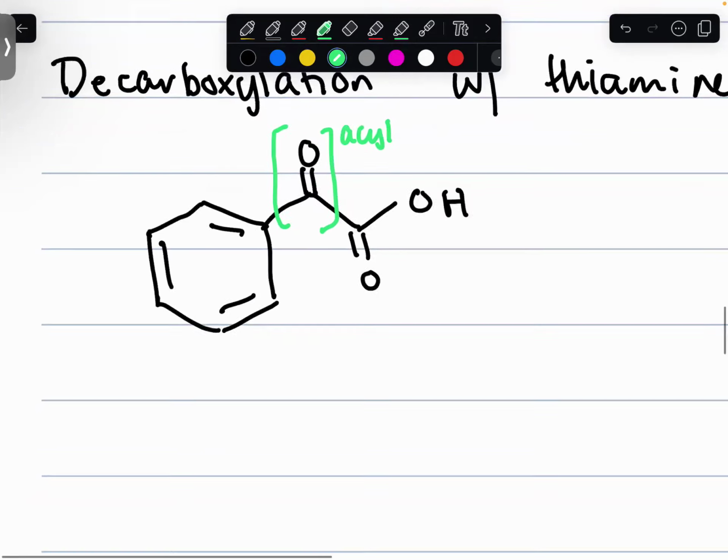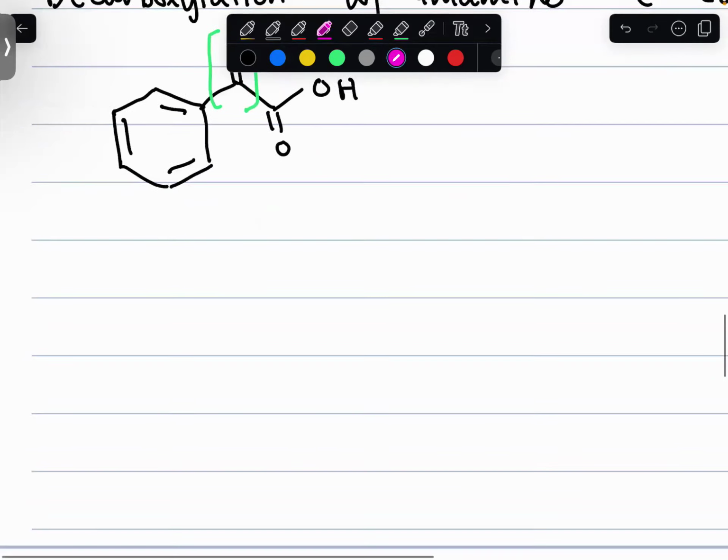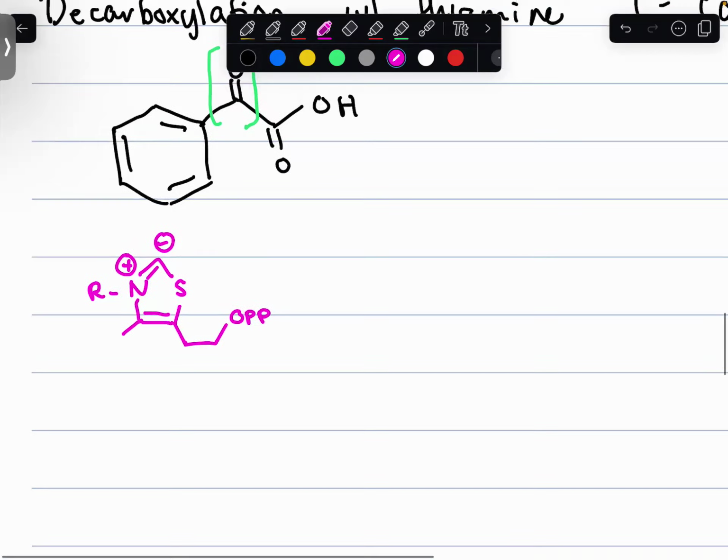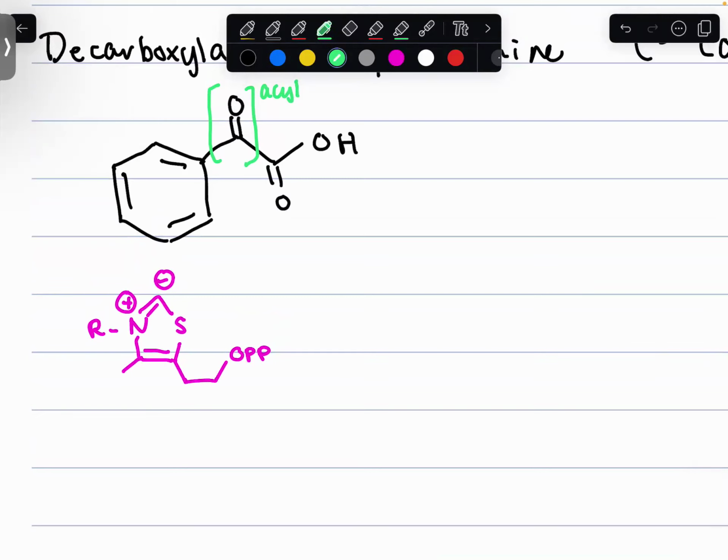So I'm going to draw out the structure of thiamine here. So this is the structure of thiamine. The first step for our decarboxylation is deprotonation of our carboxylic acid. So we're going to go from carboxylic acid to the carboxylate. And for that, we're just going to need something that can deprotonate.